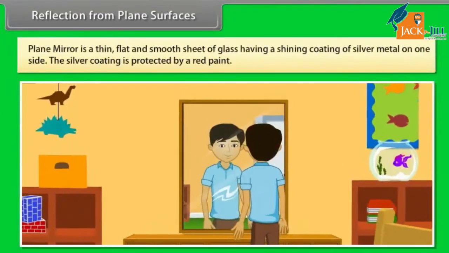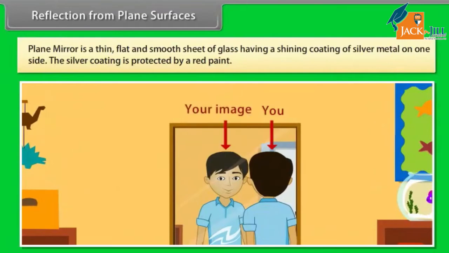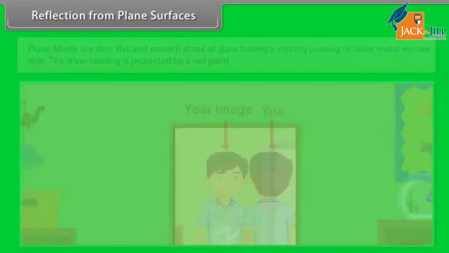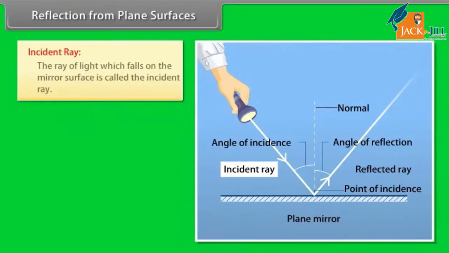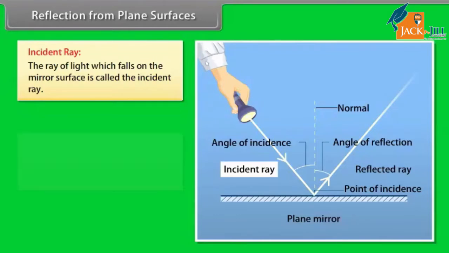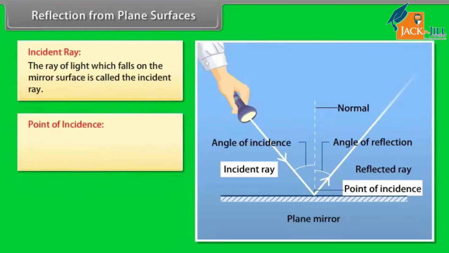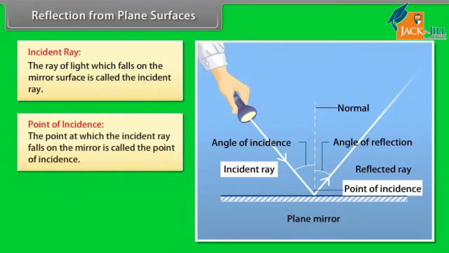A plane mirror is a thin, flat, and smooth sheet of glass having a shining coating of silver metal on one side. The silver coating is protected by red paint. The meanings of important terms are as follows to understand the figure. Incident ray. The ray of light which falls on the mirror surface is called the incident ray. Point of incidence. The point at which the incident ray falls on the mirror is called the point of incidence.